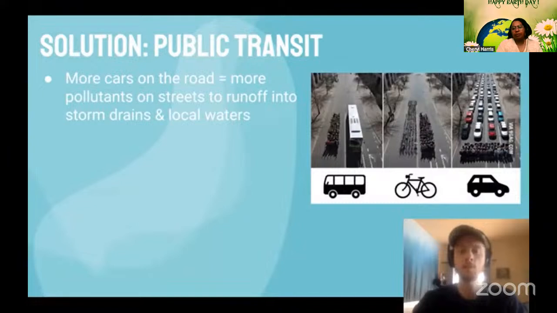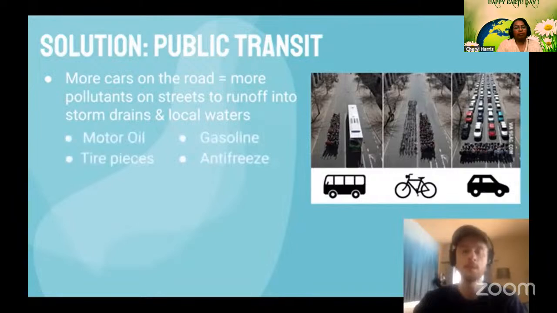So we have an image here that kind of helps us grasp what this looks like. We can transport the same number of people in this bus as we can with all of these cars on the road. So this is just a far more efficient way to transport people. It's going to reduce gasoline consumption. It's going to reduce all of the pollutants that get onto our roads. So these are things like motor oil, gasoline, even chemicals like antifreeze that leak down from our cars and little bits of our tires that break down.